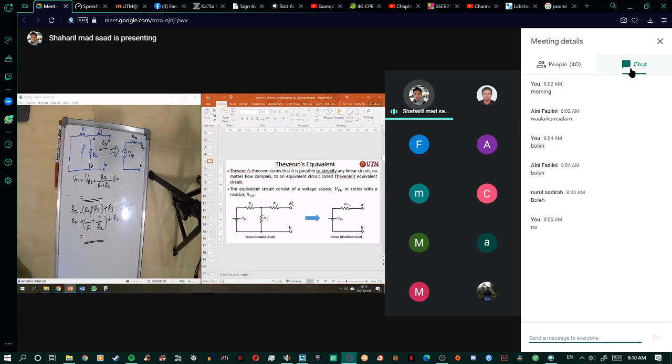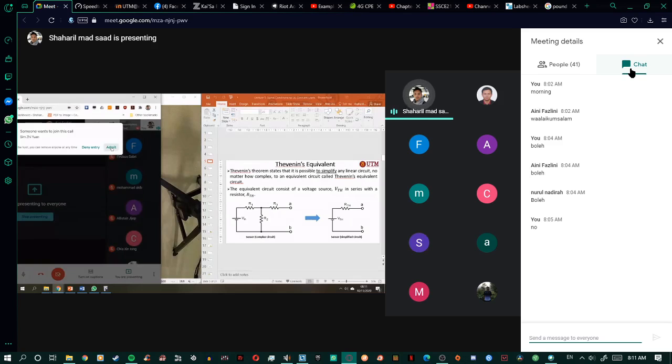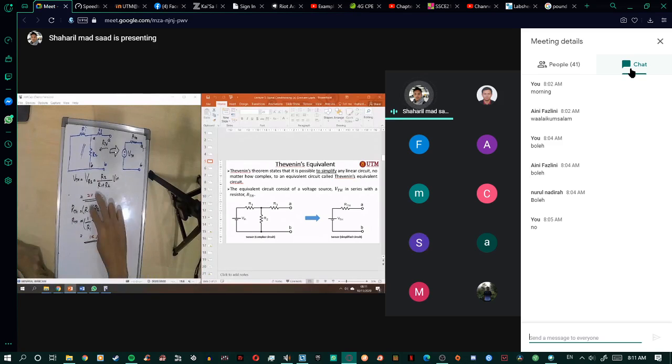Okay. So when you calculate the VTH and also the RTH, for example, let's say the VTH is 2 volt and RTH is 1 kilo ohm. When you go to any electronic shop, you just buy these two components, right? Supply voltage is 2 volt, and also the resistor 1 kilo ohm. You will get the same output, right? As with the complex circuit here.